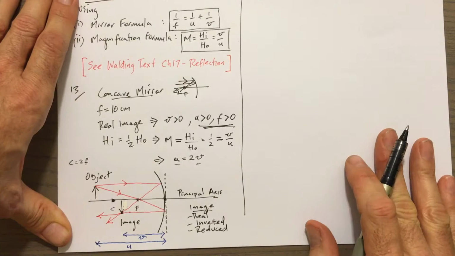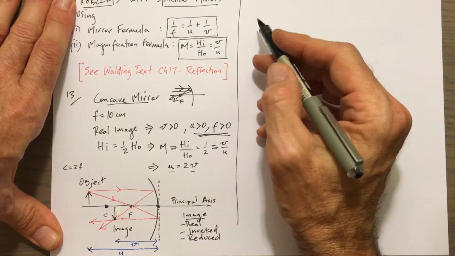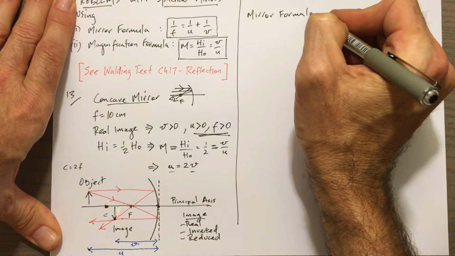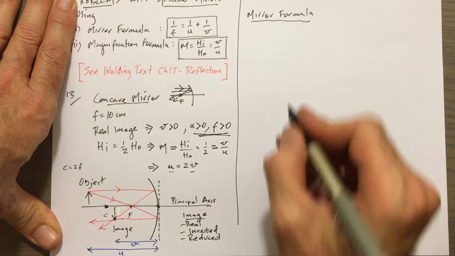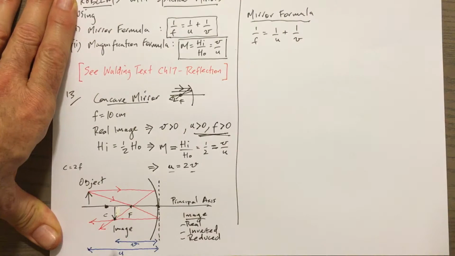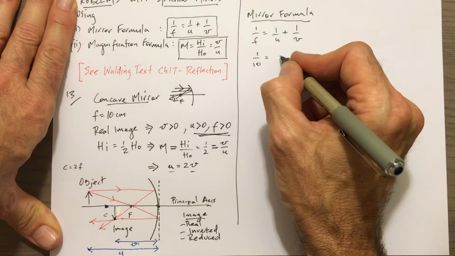So let's come up here now. Let's apply the mirror formula in order to figure out what these distances U and V are. Okay, so here we go. The mirror formula is 1 on F equals 1 on U plus 1 on V. F we know is equal to 10, so there's going to be 1 on 10. 1 on U, well, we'll just call that U.